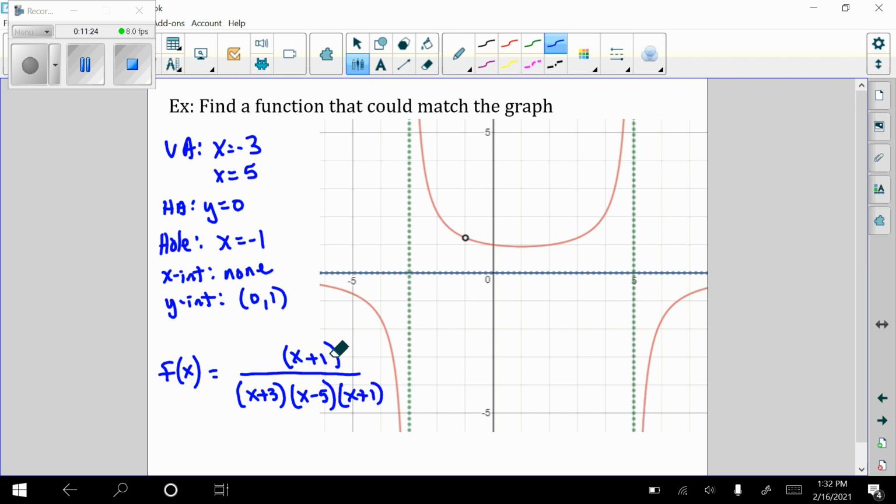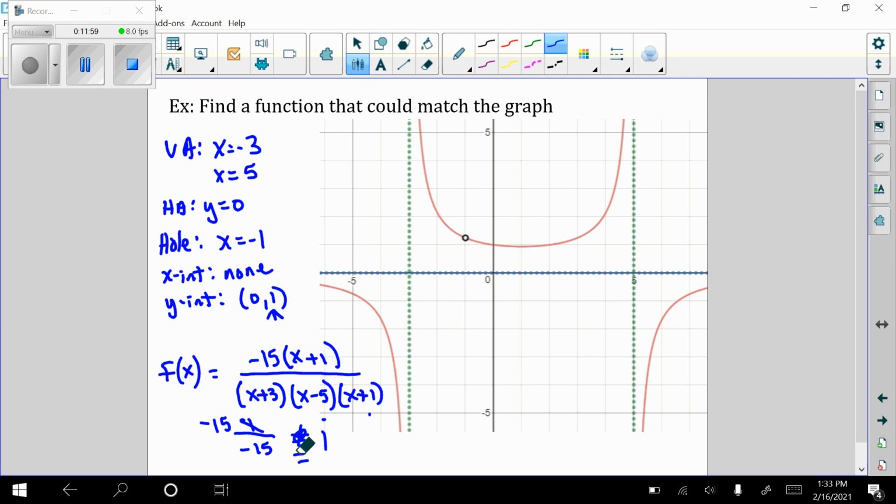So I need a 1 for my y value. Well, if you look at what you have now, if you plug in 0, on the top you get a 1, and on the bottom you get 3 times -5, -15 times 1, you get a -15. So that's not equal to my y-intercept of 1. But if I would multiply this by a -15, then this becomes a -15, and now it is equal to 1. So that fixes that problem right there.